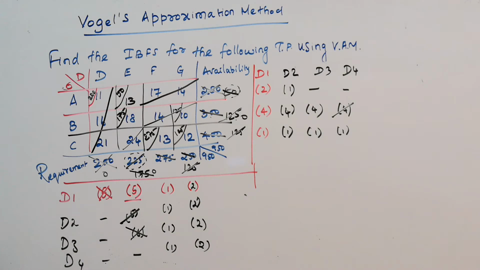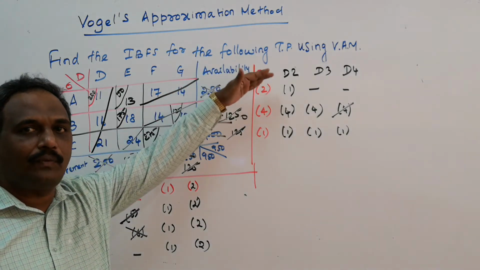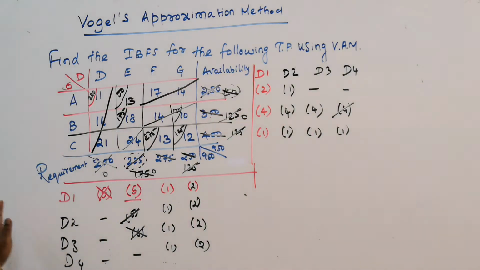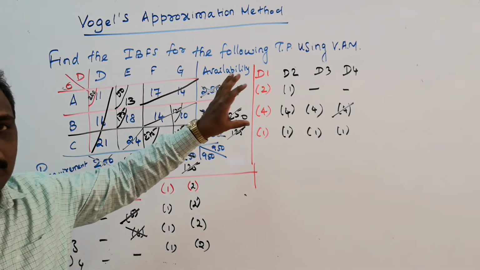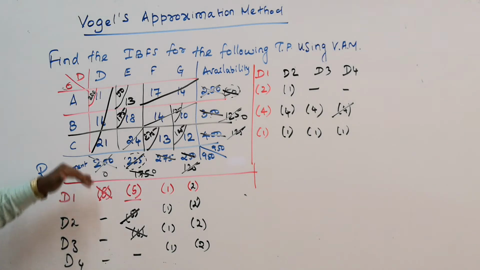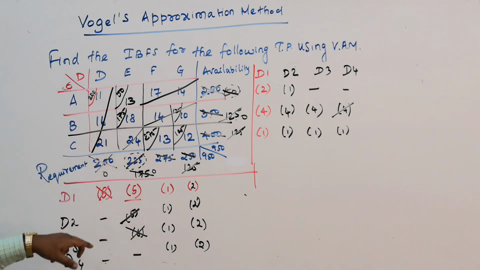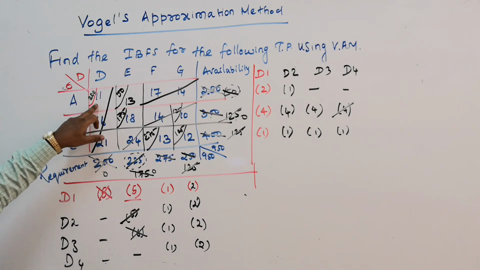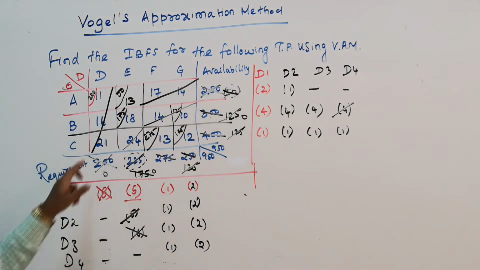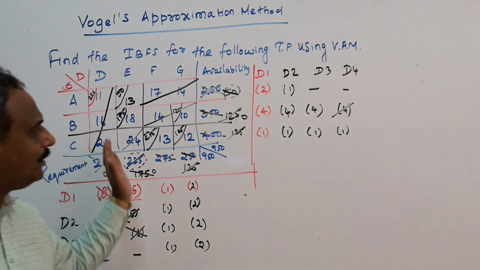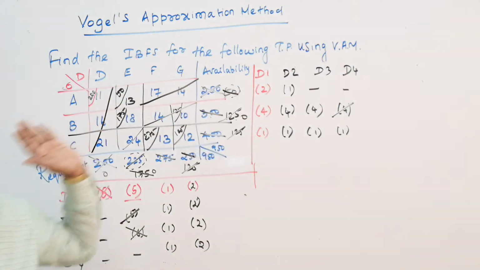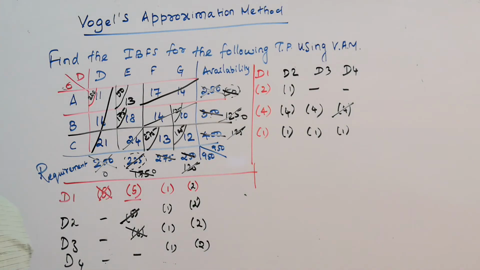So for using Vogel's approximation method, we are going to find the difference between the least values column wise and row wise. From this, we are going to select the maximum number. And from the maximum number, we are going to take the smallest cost, the least cost, and we are going to make the allocation. Then we will proceed the same idea until all the values are allotted.